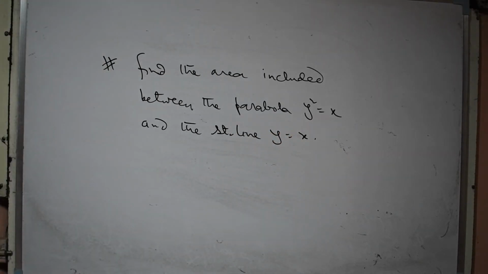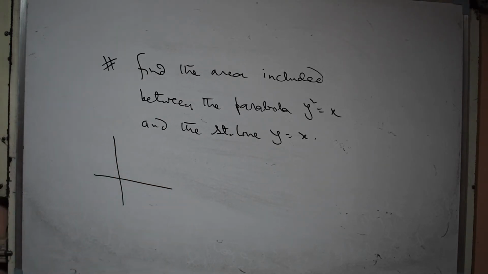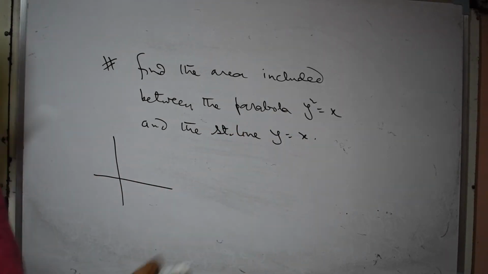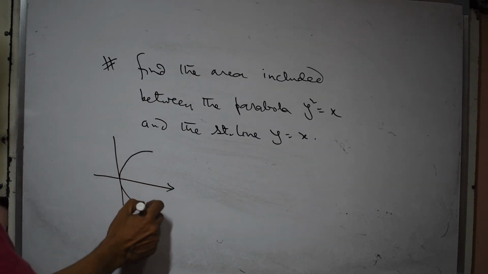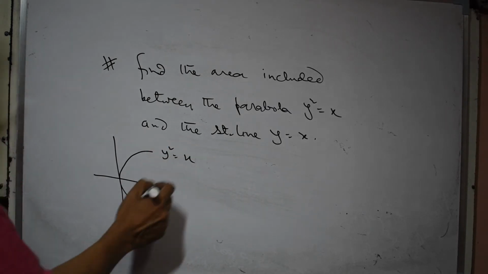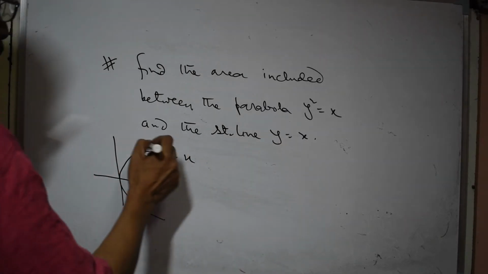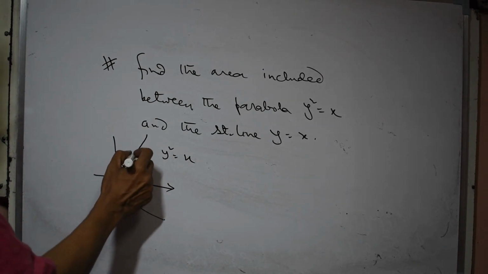So there are two equations. One is y is equal to x and another is y squared is equal to x. All we need to see, the curve y square is equal to x will be a horizontal parabola, because y square is the value. So we'll take the idea of y square is equal to x as this type of curve, parabola. This is y square is equal to x, and y is equal to x is a straight line through the origin. So all you need to do is this portion.